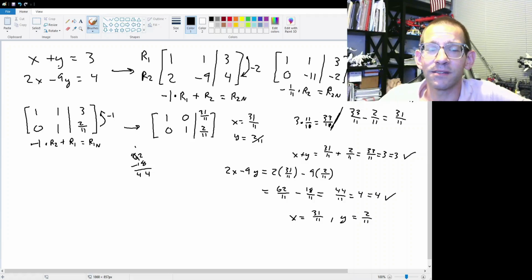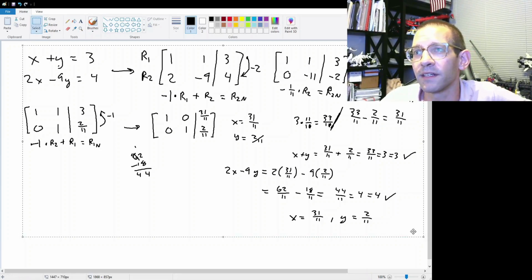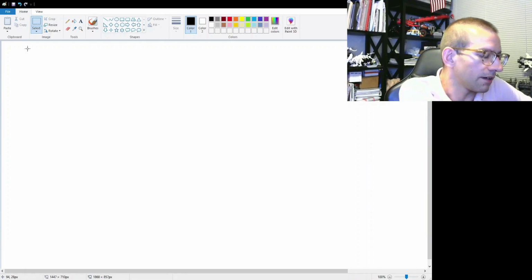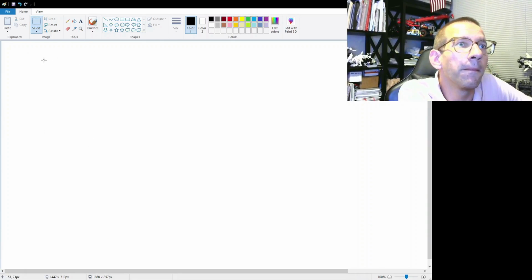But this explains the method using just a 2 by 2 system of equations. 2 unknown variables and 2 equations. And to make this look like circuits, you'll have your KCL.